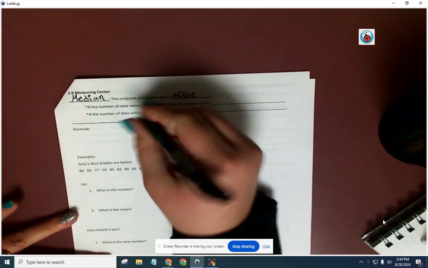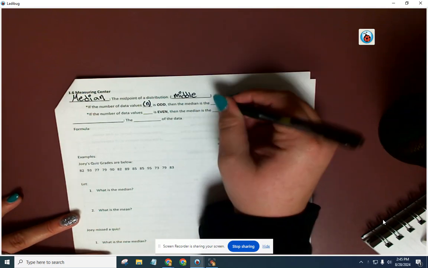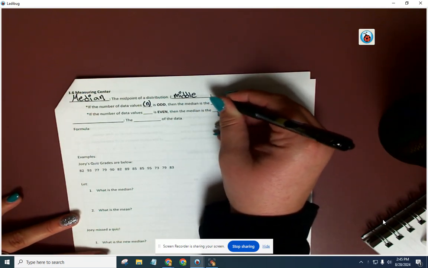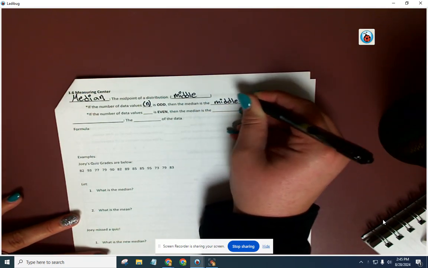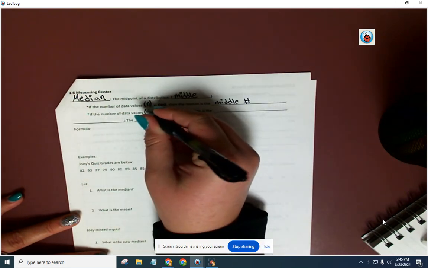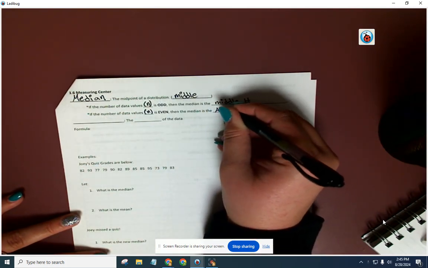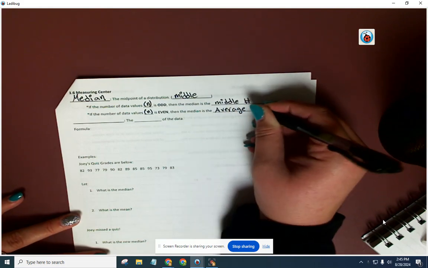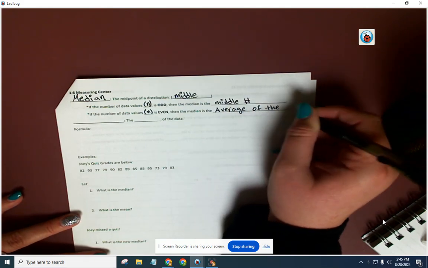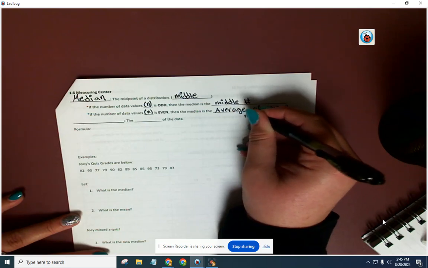Next, if the number of data values, which we use the letter n for, is odd, then the median is the middle number. However, if the number of data values, n, is even, then the median is the average of the two middle numbers. It's really just finding out where is the middle, where is the center.